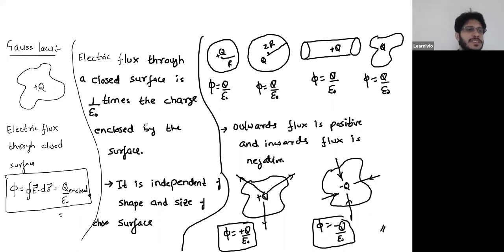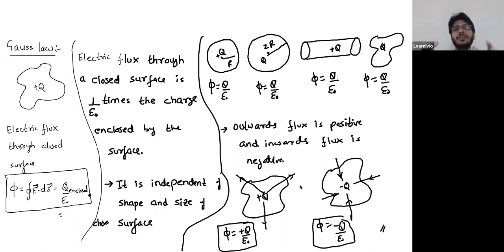Ken, you have missed basically the last point. The last point says that if a flux is moving out of the surface, say you take a positive point charge and place it inside the closed surface, then electric field lines will leave the surface. Electric field lines will move out of the surface. So if field lines are moving out of the surface, then we consider that flux is positive.